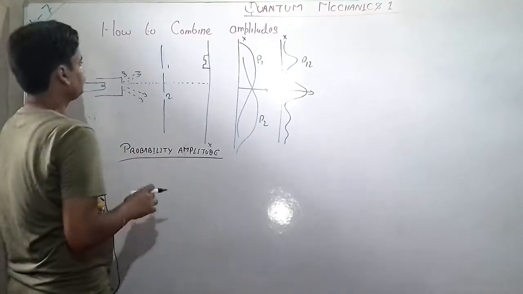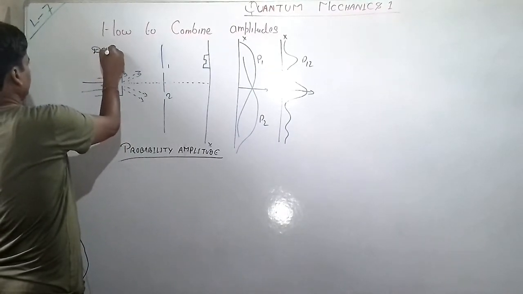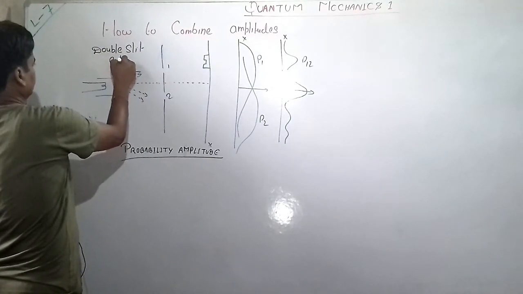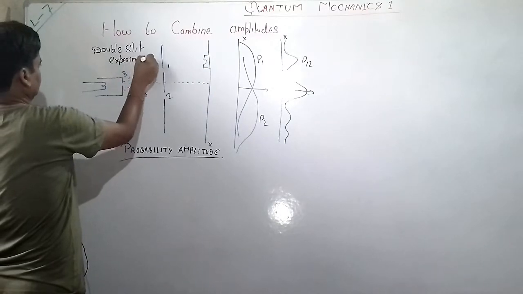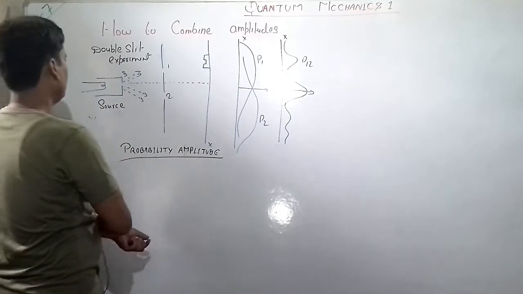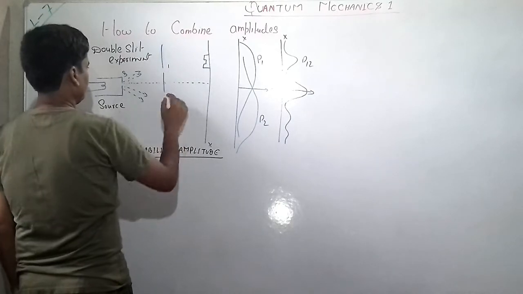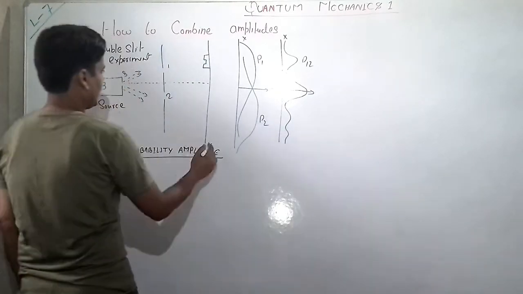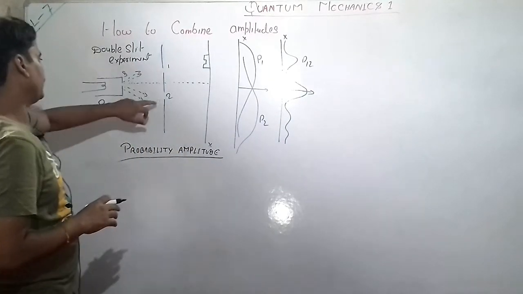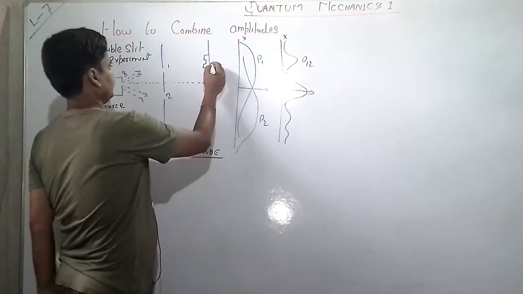This is the double slit experiment, where S is the source which can fire electrons, and in front of this source are two slits, 1 and 2, and there is a screen X. An electron can either travel through hole 1 or through hole 2 and will reach X.